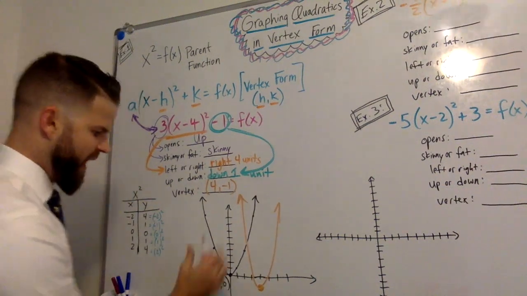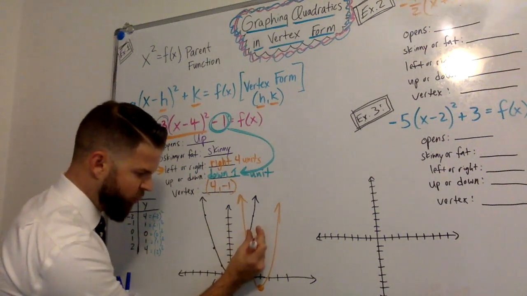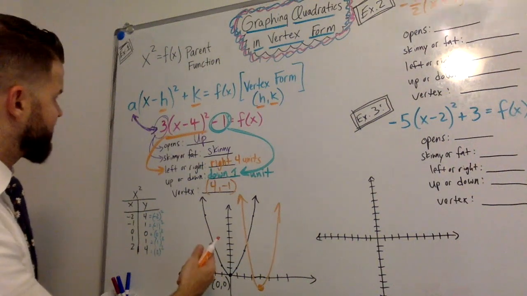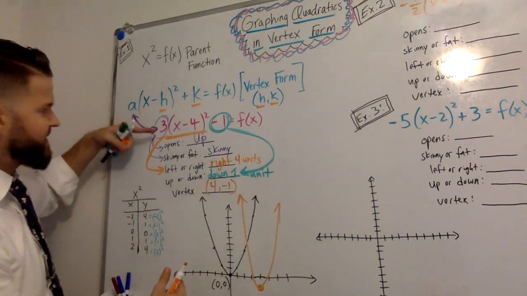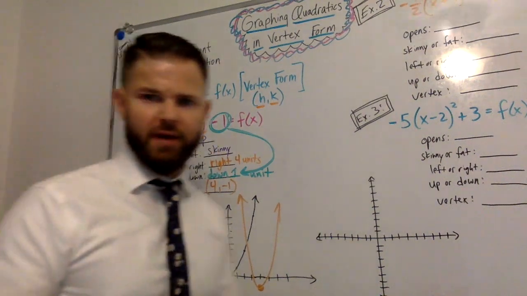He opens up. I've shifted my parent function. I've made it more narrow. And I went 4 over and down 1. So if I ask you the transformation of this thing, this guy opens up and skinny. He went right 4 and down 1. Call it a day.